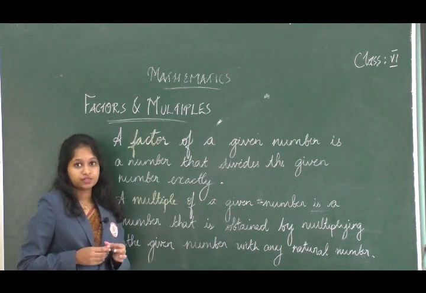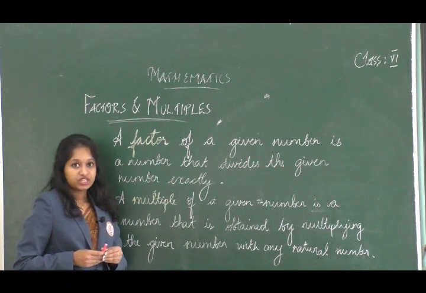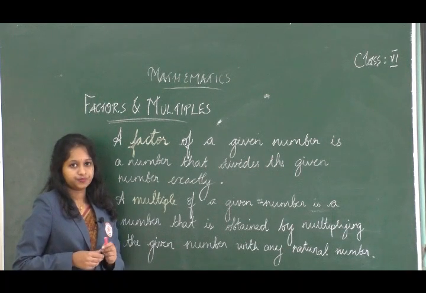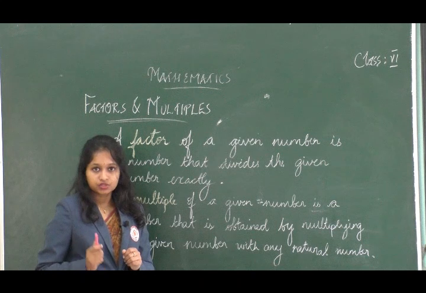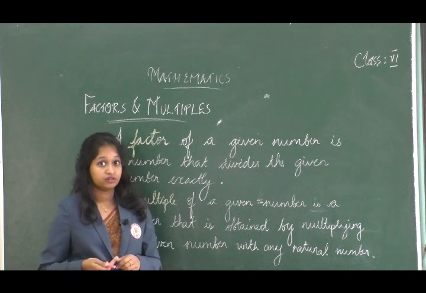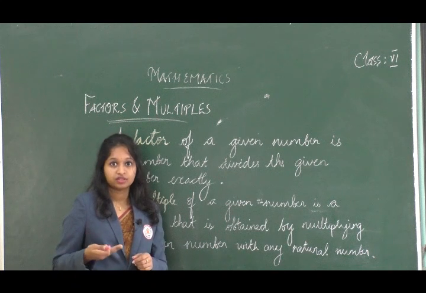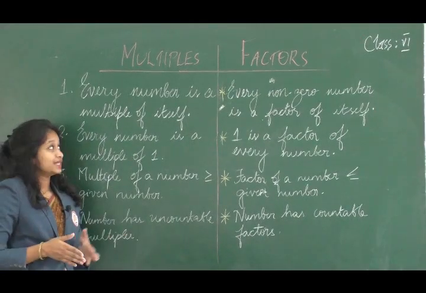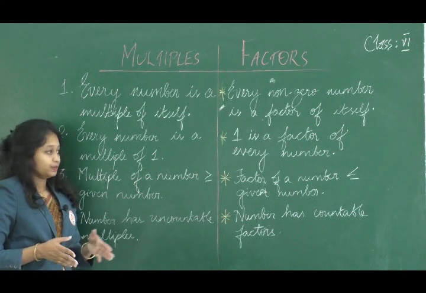Now when we move on to multiples, a multiple of a given number is a number that is obtained by multiplying the given number with any natural number. What are the multiples of 2? 2, 4, 6, 8 and so on, right? Multiples of 9: 9, 18, 27, 36, right? It will go on. That's called a multiple. So children, these are the properties of multiples and factors. Please note this down.